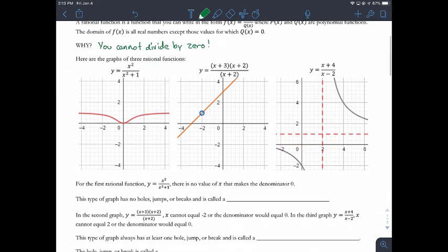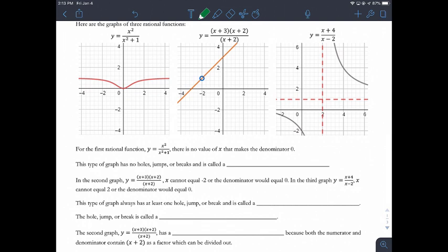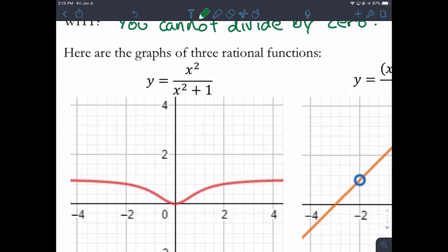So for the first rational function, y is equal to x squared over x squared plus 1, there's no value of x that makes the denominator 0. If we look at that, the denominator is x squared plus 1. If we wanted to see where that equals 0, we can subtract 1 from both sides, and we get that x squared is equal to negative 1.